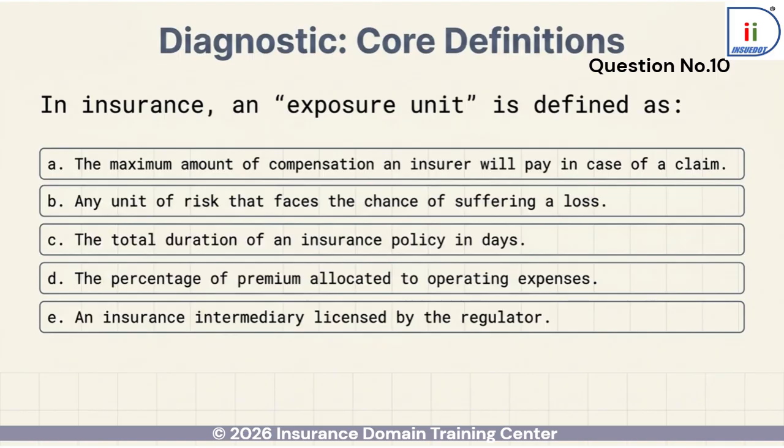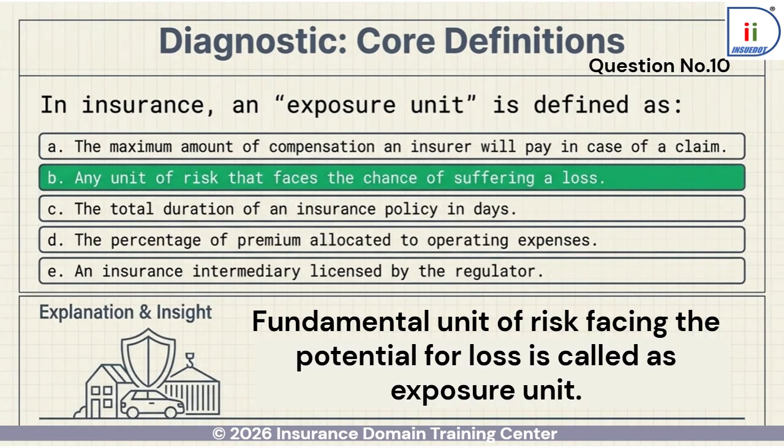Have you chosen the answer? Pause the video if you need some more time. The correct answer is option B. Any unit of risk that faces the chance of suffering a loss. As per the definition, fundamental unit of risk facing the potential for loss is called an exposure unit.